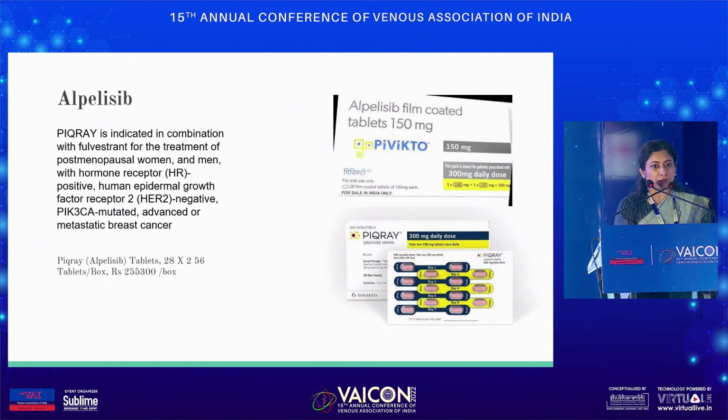Alpelisib is the other drug which can be considered. It is already being used by our oncology colleagues in combination with fulvestrant, which is an estrogen receptor antagonist, in treatment of postmenopausal women with hormone receptor positive breast malignancies. But it's extremely expensive. A box of Piqray, the original molecule, will come to 2,55,000. However, the doses that you need for vascular malformations are much smaller than the cancer treatment doses.